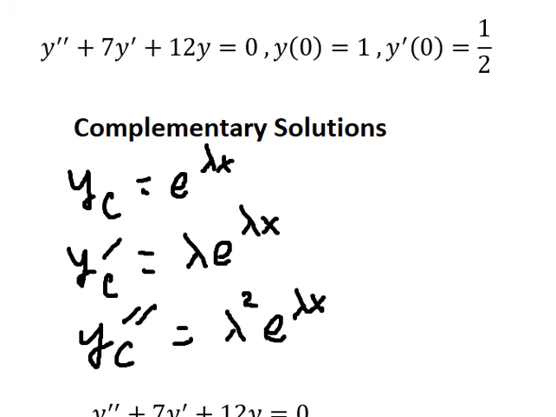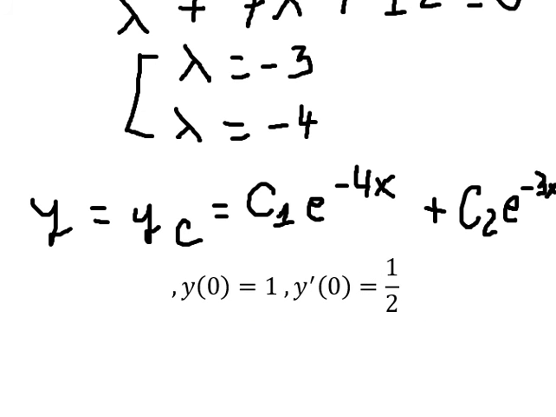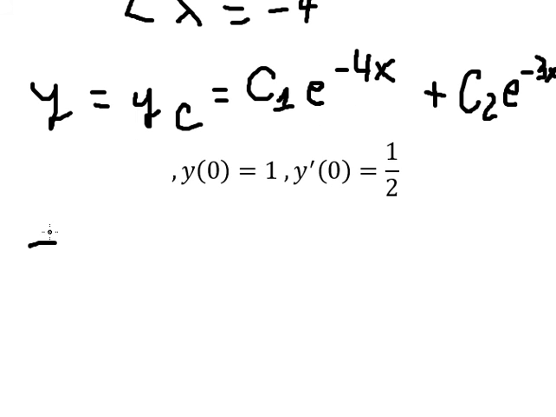Now we have the conditions. So when s equals 0, we put 0 in here, and we have y equals 1. And now we have it like this.